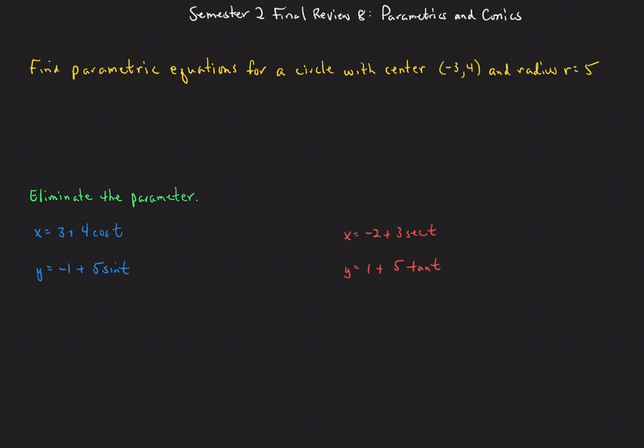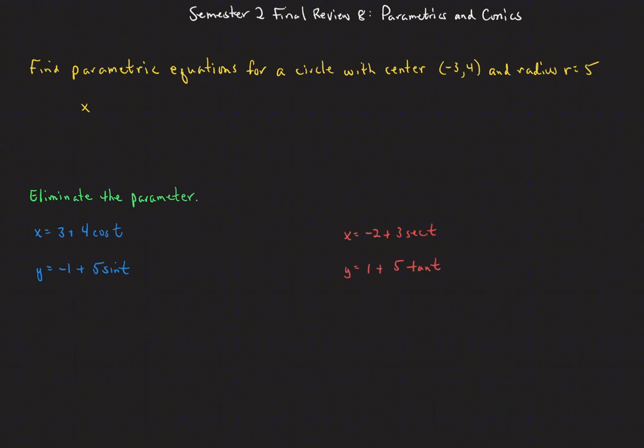Well, here we are to our final review. So we'll talk about parametrics and conic sections. So first we're going to find parametric equations for a circle with center (-3, 4) and radius r equals 5.